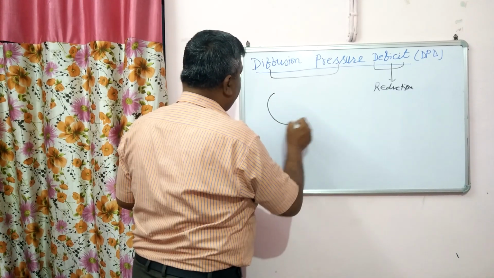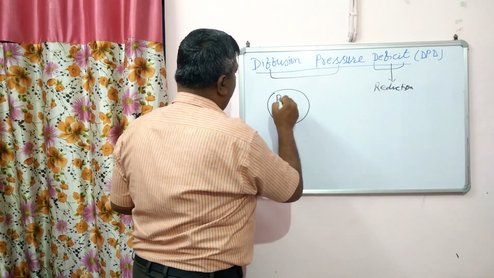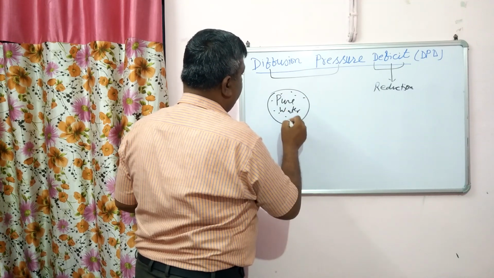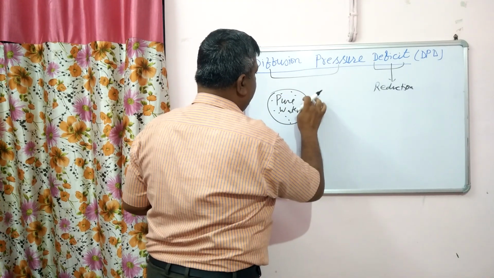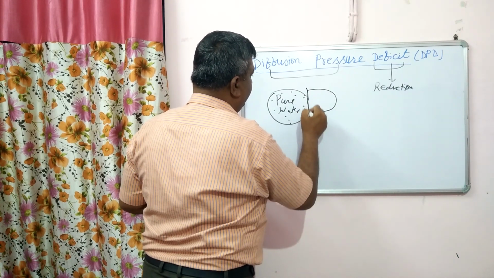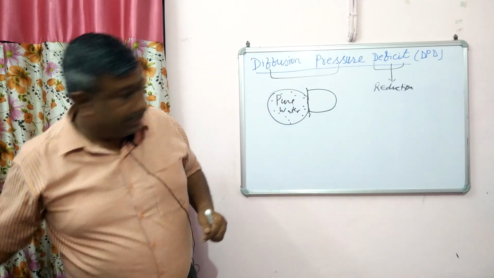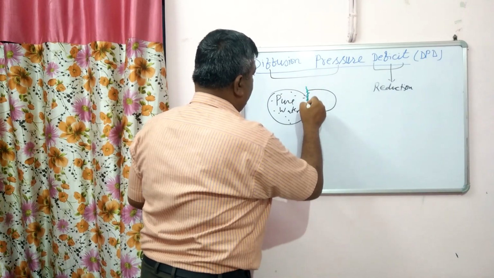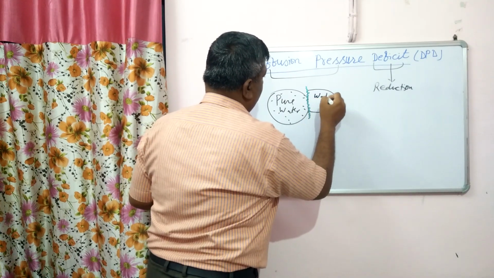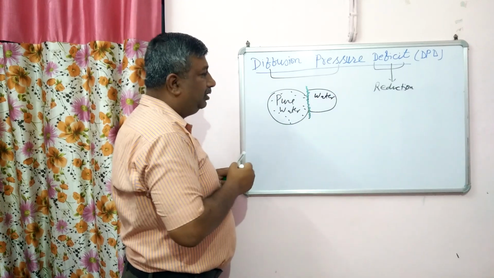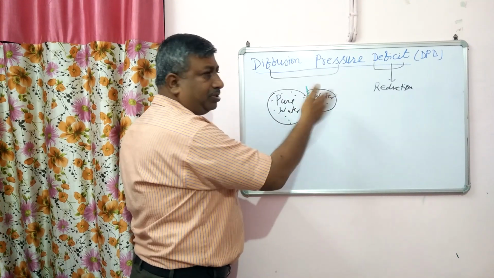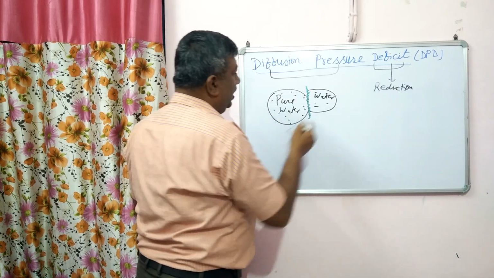So suppose this is the pure water in the cell. It is separated from another cell by a semi-permeable membrane. In between there is a semi-permeable membrane, and water is also present here, and this is also pure water. Suppose then water is moving across both sides, left to right and right to left.